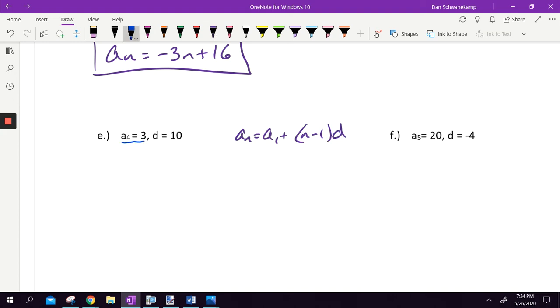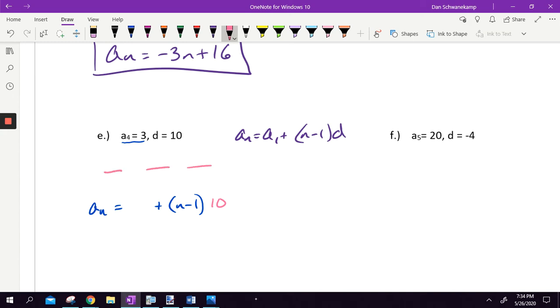A sub 4 is 3, so we're finding a sub n is equal to a sub 1 plus n minus 1 times d. Well, I know what my d is. My d is going to be 10. What I don't know is what my first term is going to be. And there's a couple different ways we could do this.